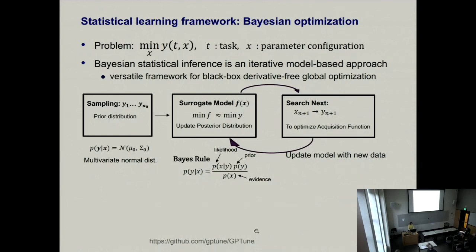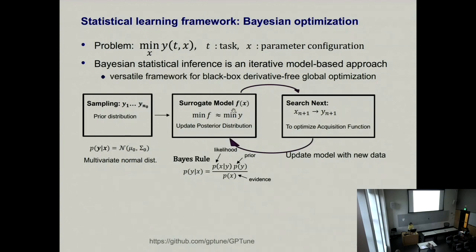So you formulate this problem as a mathematical problem: you want to minimize a function y with some parameter configuration x, and with some task, the matrix size for example. This framework says that you build a surrogate model, this f, to approximate y. Then you iterate, trying to improve your approximation to the function y.